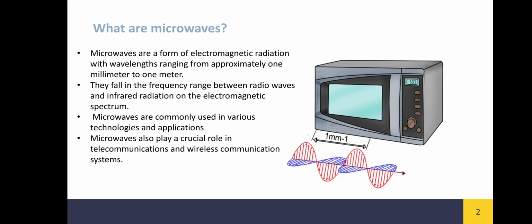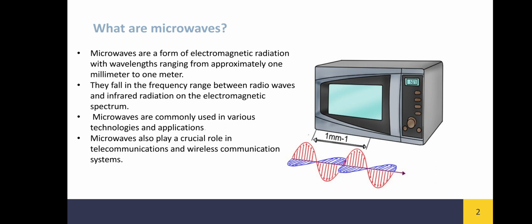So what are microwaves? Microwaves are a form of electromagnetic radiation with wavelengths ranging from approximately 1 millimeter to 1 meter. They fall in the frequency range between radio waves and infrared radiation on the electromagnetic spectrum.